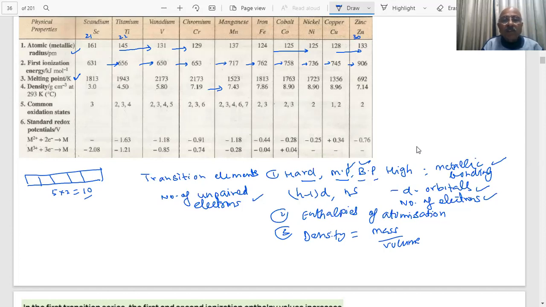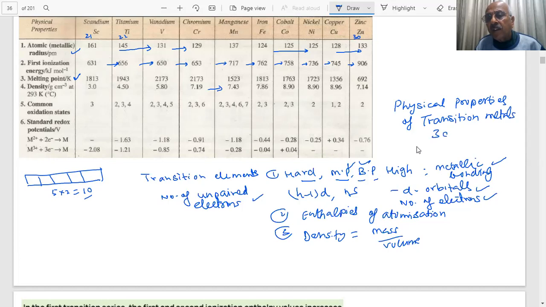So these are some of the trends, student. These are some of the physical properties of transition metals which we are talking about. What we are discussing is the 3d series.